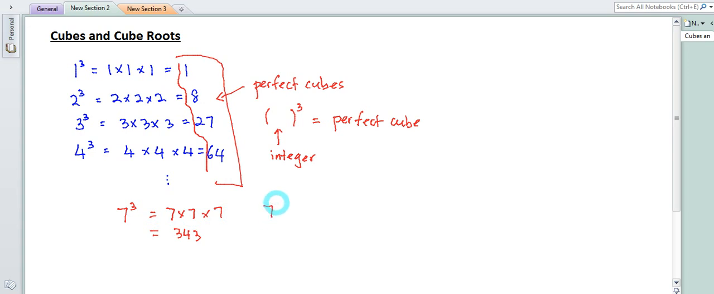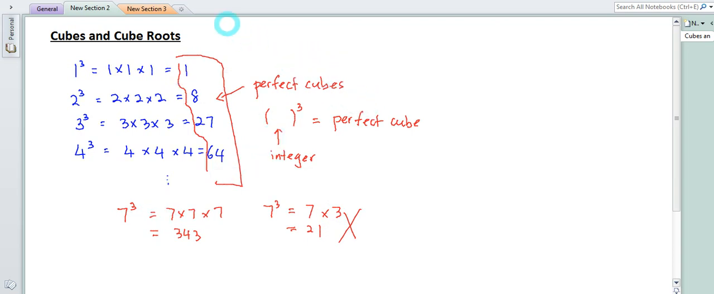And this is not equal to this. Some students will do it this way: 7 to the power of 3, they do 7 times 3, and they get 21. Oh, this is not a correct way. So don't get confused between a number multiplied by 3 and a number raised to the power of 3. They mean different things.